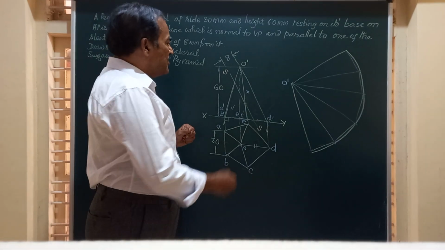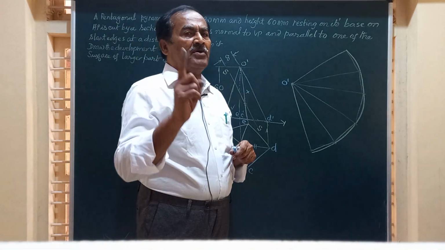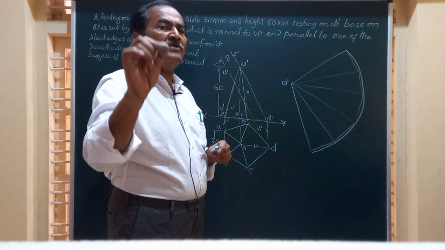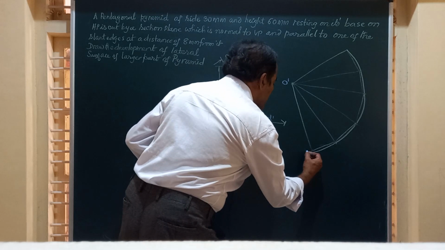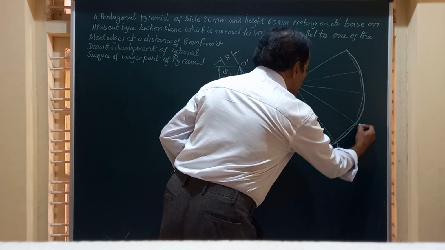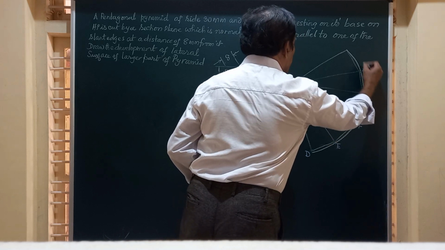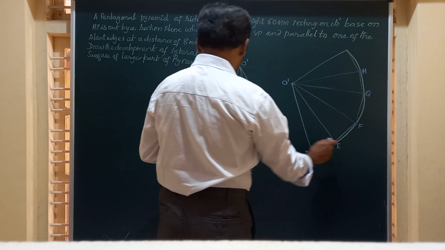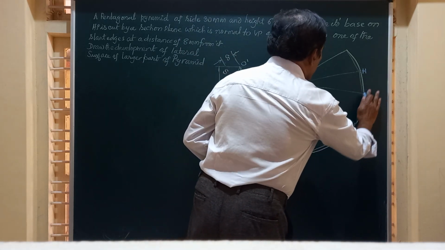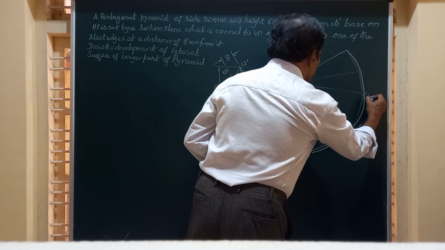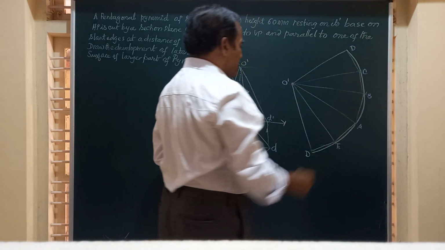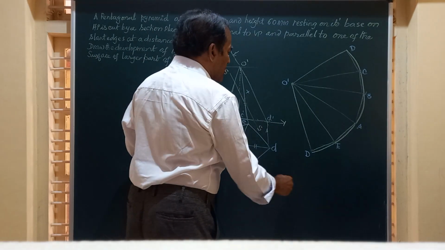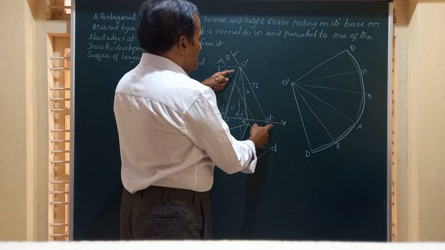Now what we do friends? Here since OD is removed, remember, since O dash D dash, that is the slant edge, is totally removed, we have to commence the development only from D, that is OD only. So I am going to start here. This is D, E, F, G, H, and then again A, B, C, D. Friends, remember, the commencing line and the ending line should have the same marking. And remember, this O dash D dash will have a length equal to the true length, that is O dash D dash.